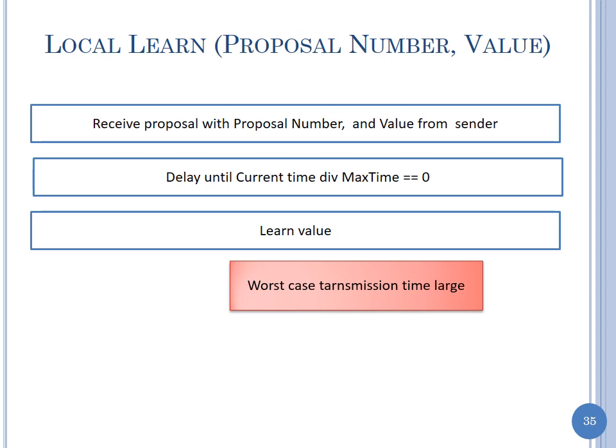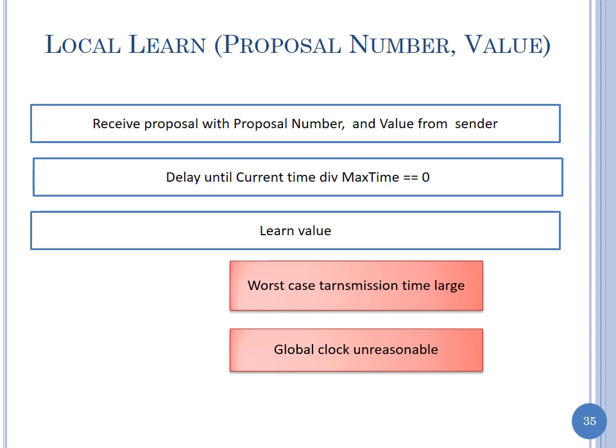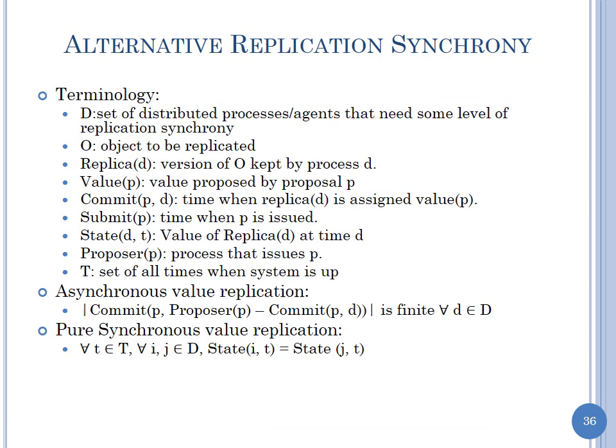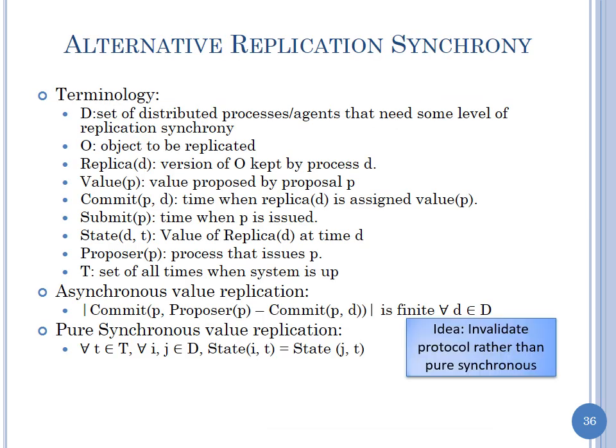So worst case transmission time can be large, and global clock is unreasonable. So we'd like a better algorithm than this. Okay, but we're getting there. So we want to give up on synchronous and do better than asynchronous. And this is where we will change our algorithm.